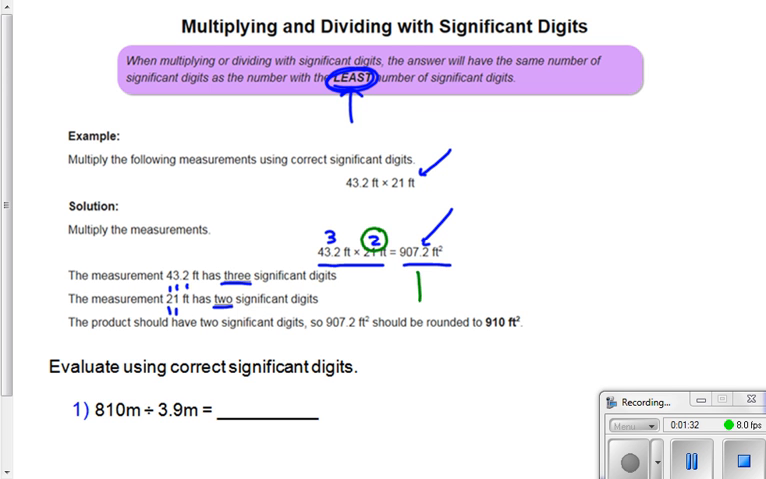Looking at our answer here, 907.2 would have 4 significant digits. We need to round to 2. So the easiest way to do that is take your 907.2. Well, we look at the 9 and the 0, there would be 2. You look at the number behind it, that's 7. The 7 would round up. So when it rounds up, you would get 910, which would have 2 significant digits, the 9 and the 1, and we know that 0 would not be a significant digit.